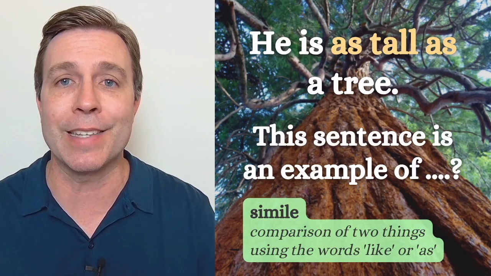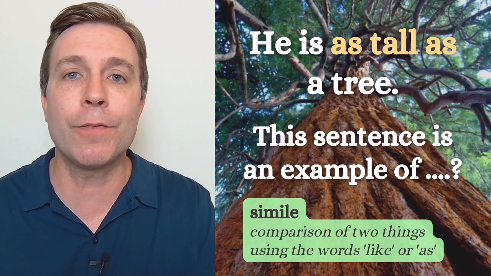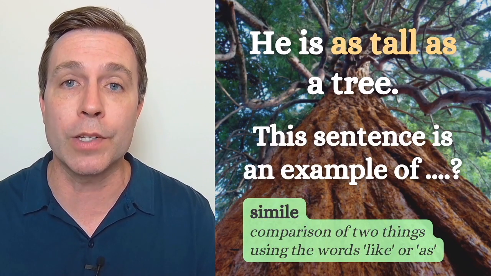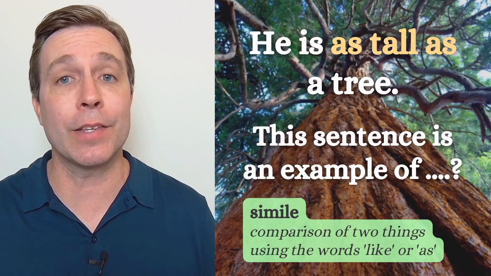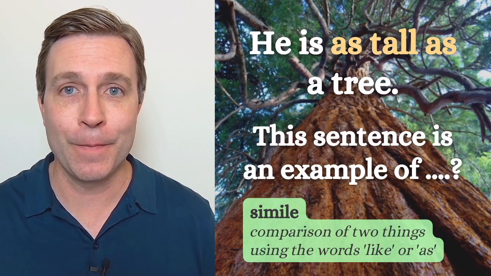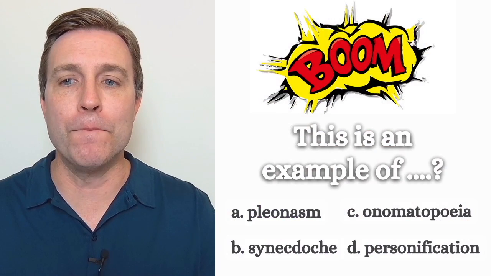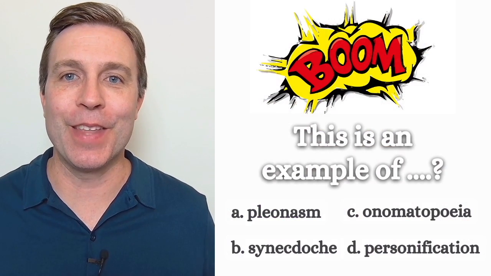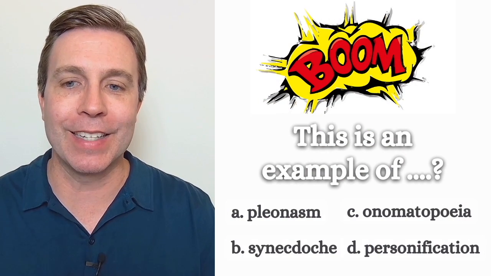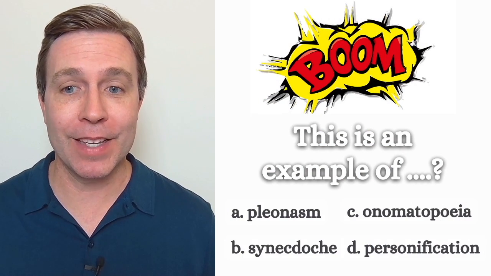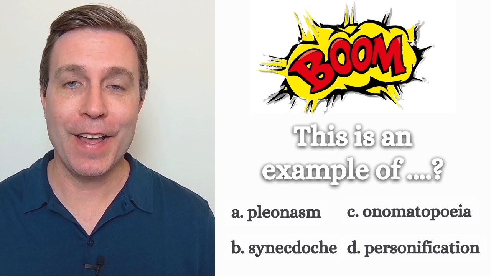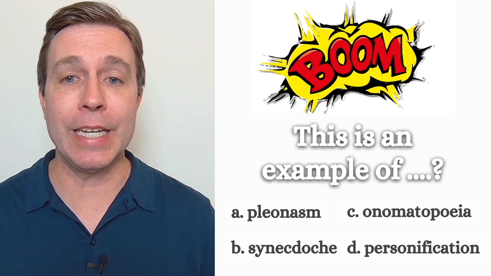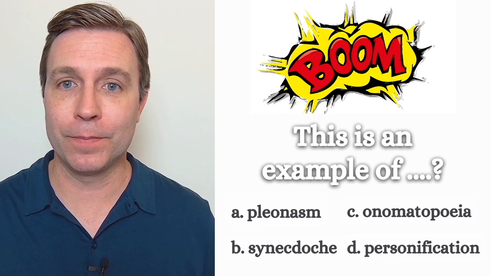A simile. A simile is the comparison of two things using the words like or as. He is as tall as a tree. Here's the next one. Boom. That word alone, that is an example of what? A, pleonasm, B, synecdoche, C, onomatopoeia, or D, personification?